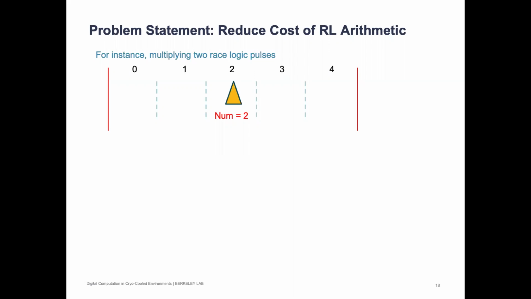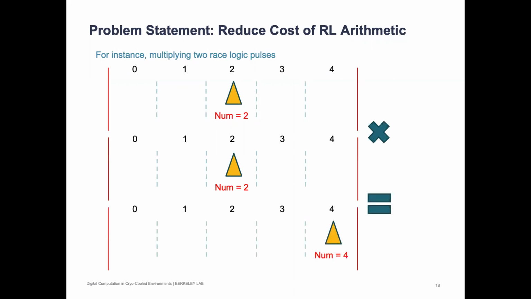So this is one example of how multiplication would work with race logic operands, both operands being race logic. I have a race logic operand that has a value of 2. It's multiplied by another value of 2. We want the result to be 4. This is not an easy thing if we just stick with pure race logic, but it becomes much easier by changing a little bit our data representation.